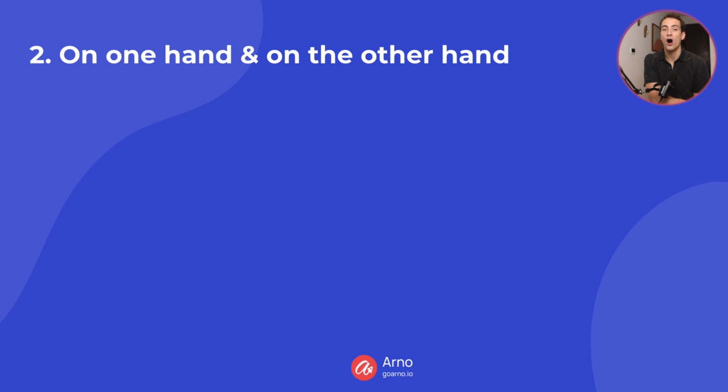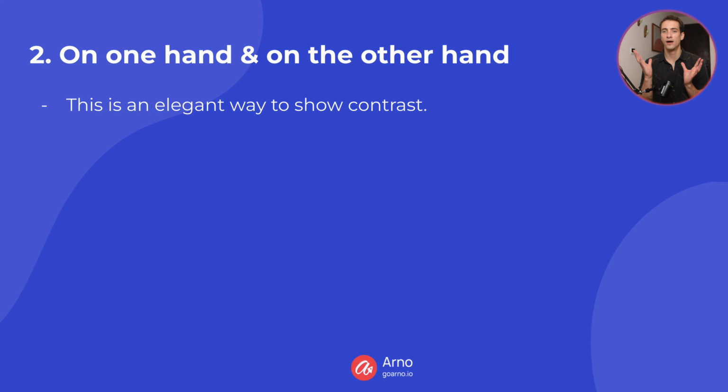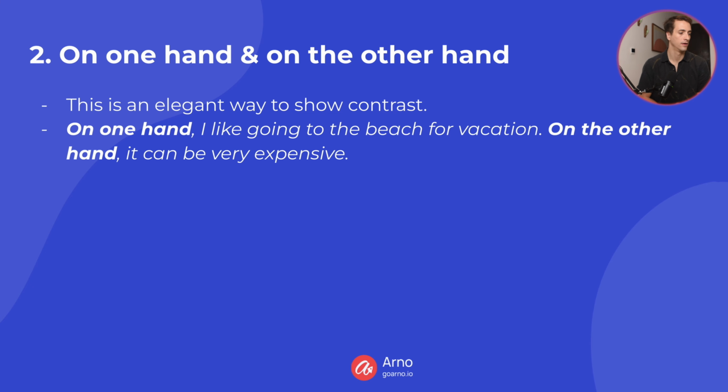Number 2, on one hand and on the other hand. This is an elegant way to show contrast or difference between two things. For example, on one hand, I like going to the beach for vacation. On the other hand, it can be very expensive.